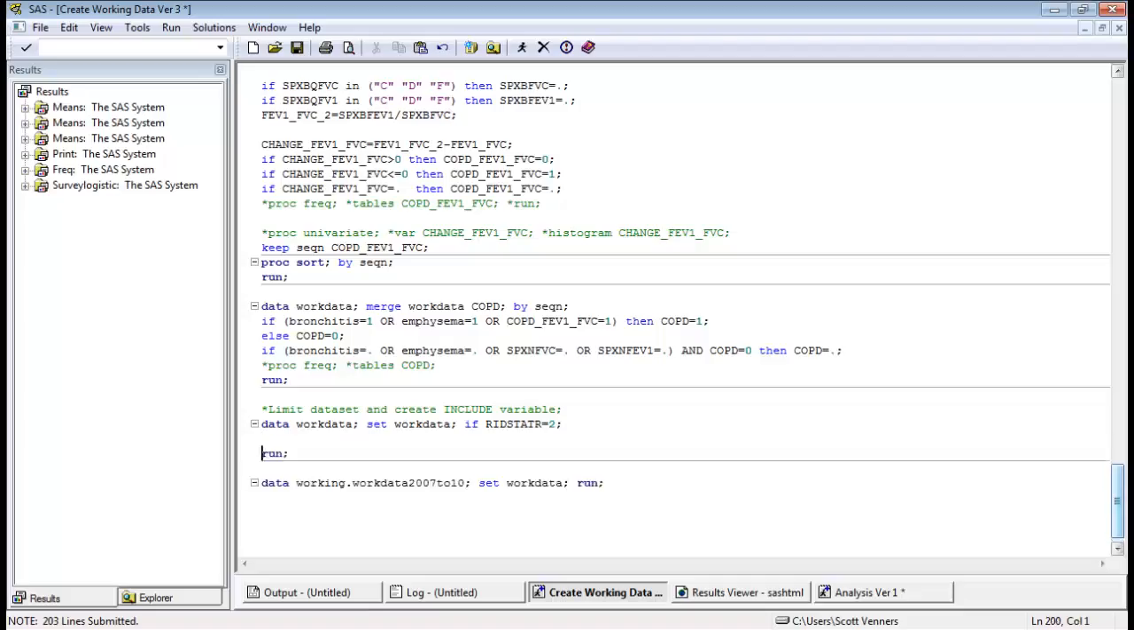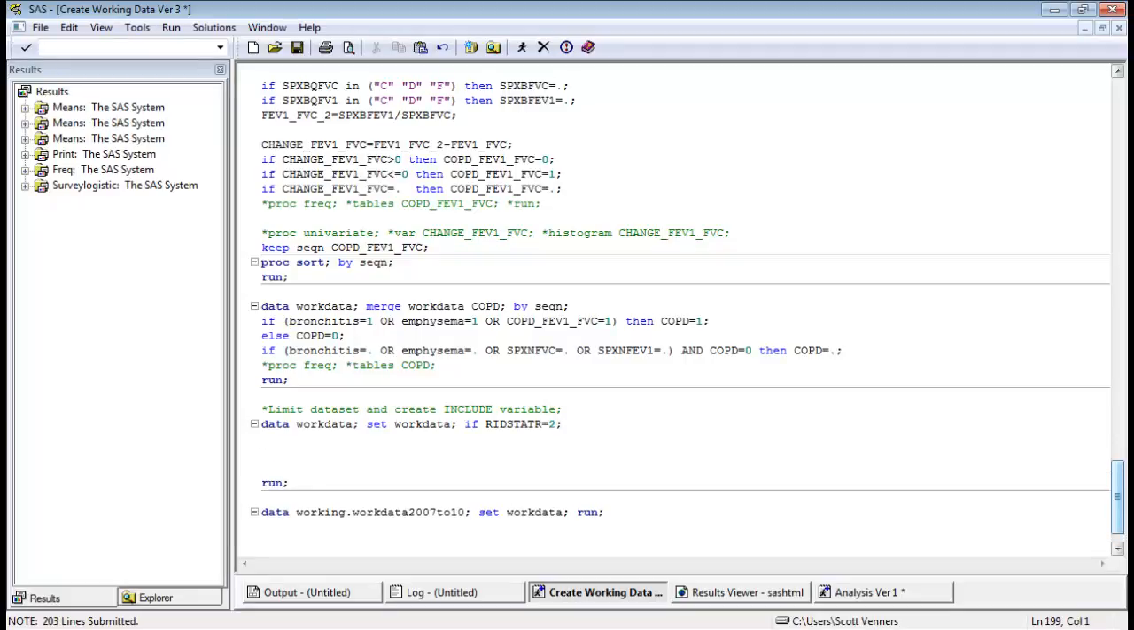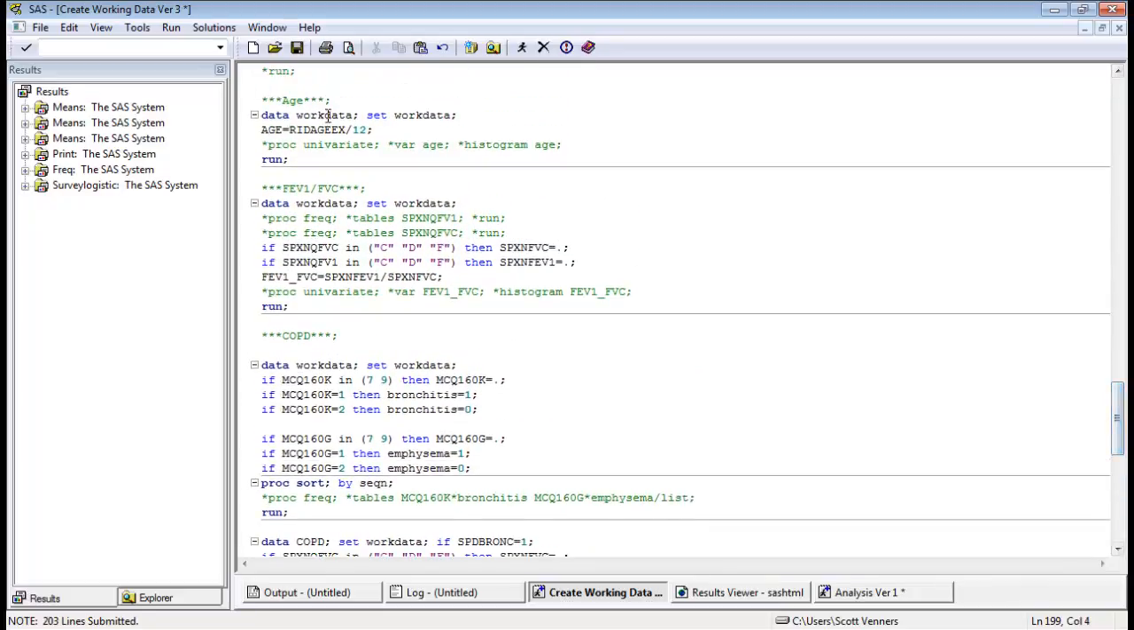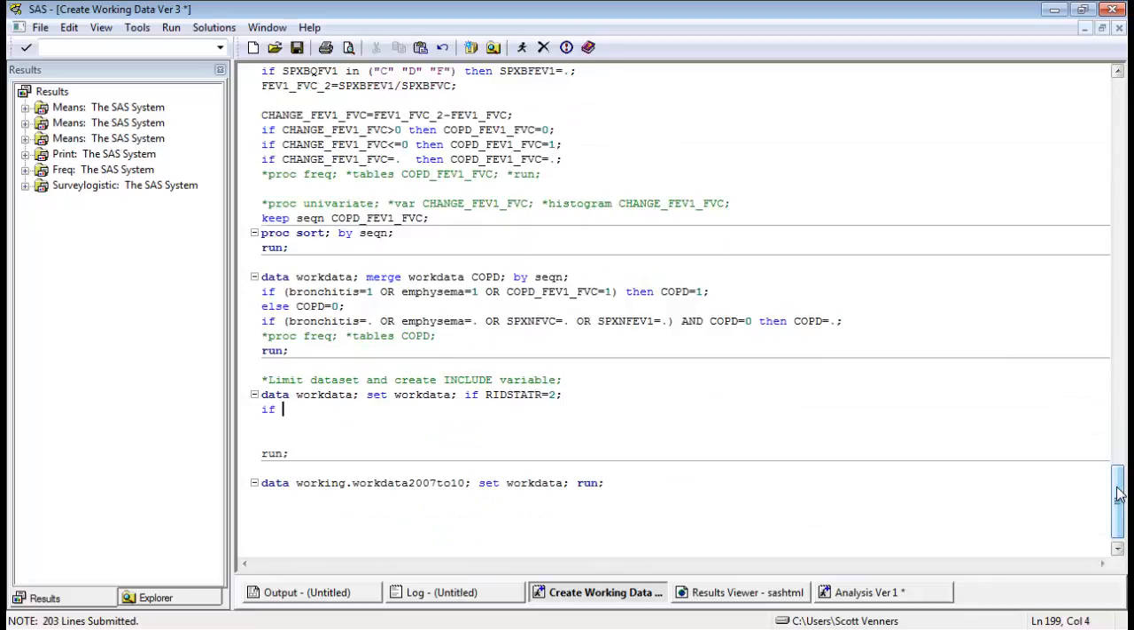Okay, so to do this, I could just simply use an if then else statement. We just have to make sure all of the conditions are in the if part of the statement. So this starts out with if. The first one is that I want to have the age limited to 20 years and over. My age variable is up here. I've already taken the age in months and divided by 12, so age is the age in years. So I'm going to say if age is greater than or equal to 20 years, and now let me work on the FEV1 to FVC ratio model first.